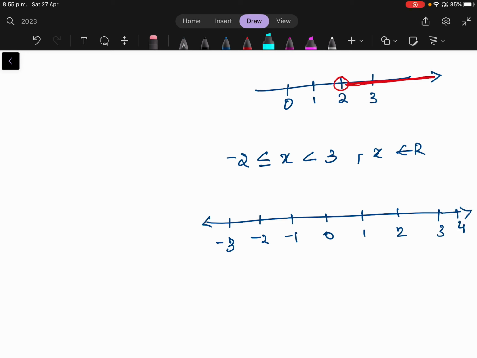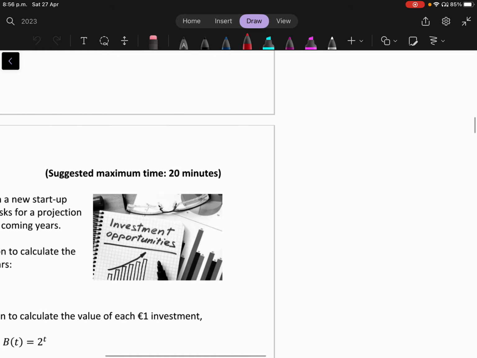So let's take the first side. It is minus 2 less than or equal to x, and since it is less than or equal to, you put a dark dot here, and then on the right hand side it is less than 3, so you put an open circle here and then you highlight all of this. So in short, if it is less than or equal to, you put a dark dot, and if it is less than, put an open circle. That's how it works.